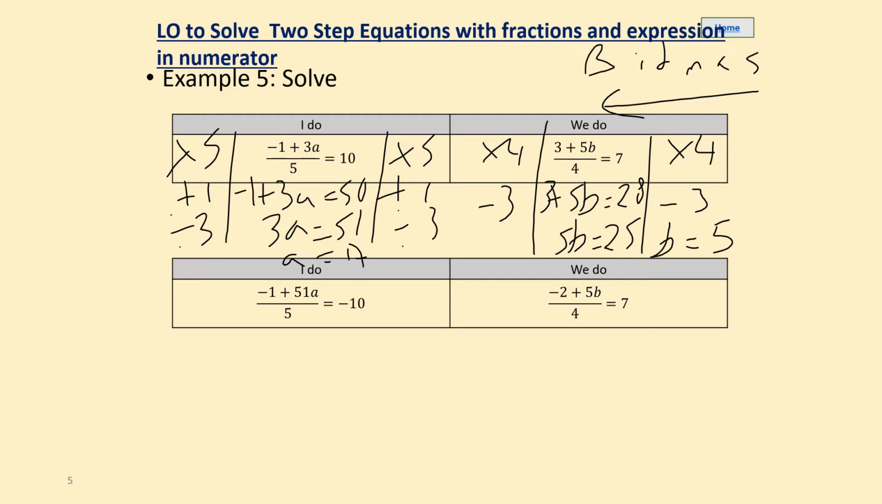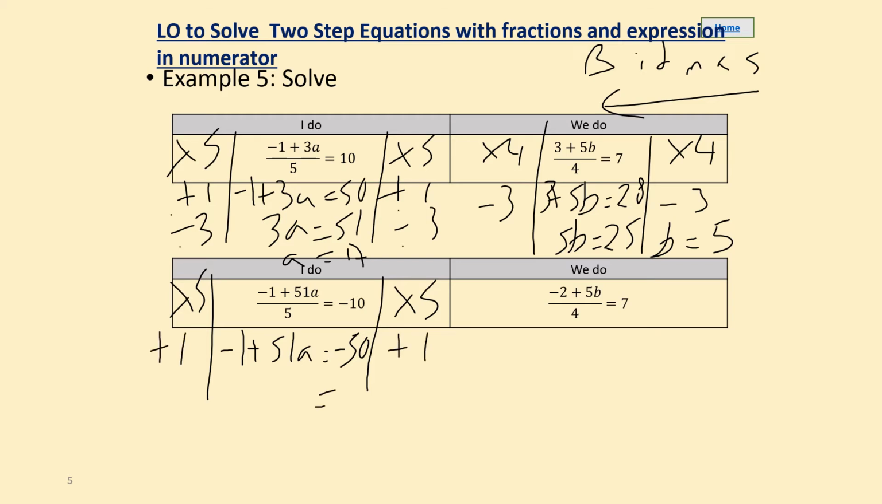So it's dividing by 5 here, so we've got to do the opposite. So we're going to have to multiply by 5. So minus 1 plus 51a equals minus 50. Be very careful, make sure you keep the sign, negative and positive, with the number. Okay, we still need to get the 51a by itself. So we're going to add 1 to both sides.